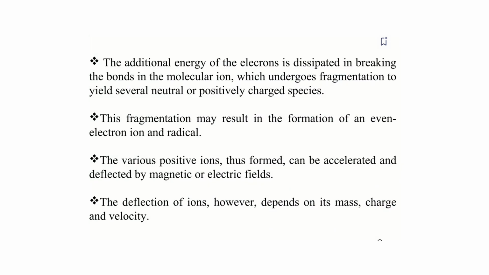The additional energy of the electrons is dissipated in breaking the bonds in the molecular ion, which undergoes fragmentation to yield many neutral or positively charged species. This fragmentation may result in the formation of an even electron ion and radical. The various positive ions formed can be accelerated and deflected by electric or magnetic fields. The deflection of these ions depends on the mass, charge, and the velocity.